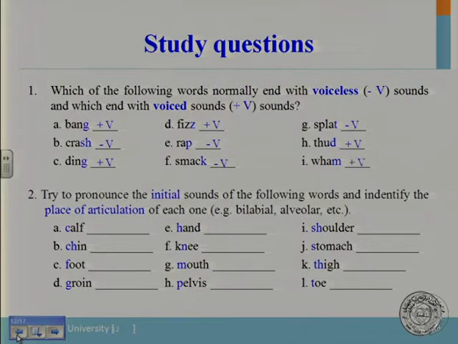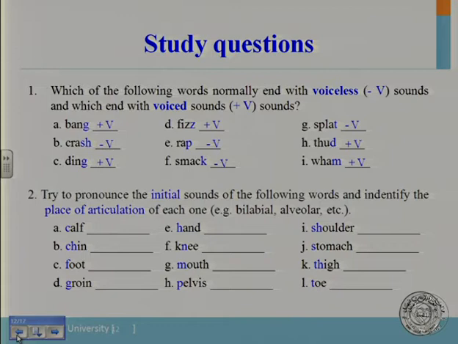Definitely it is a voiced sound because it is one of the nasals. We have n, m, and ing. These three sounds are called nasal sounds, and they are all voiced sounds.